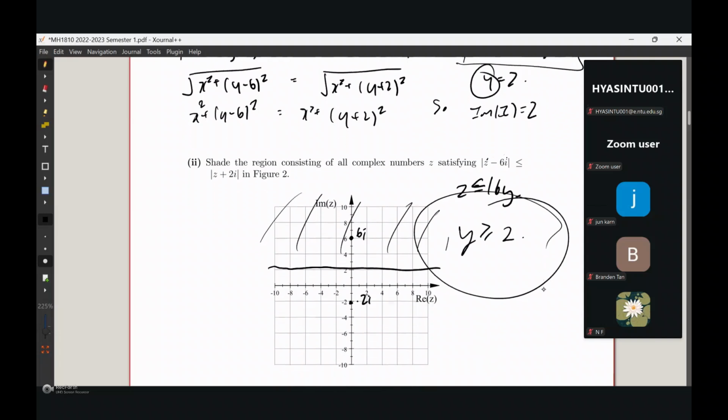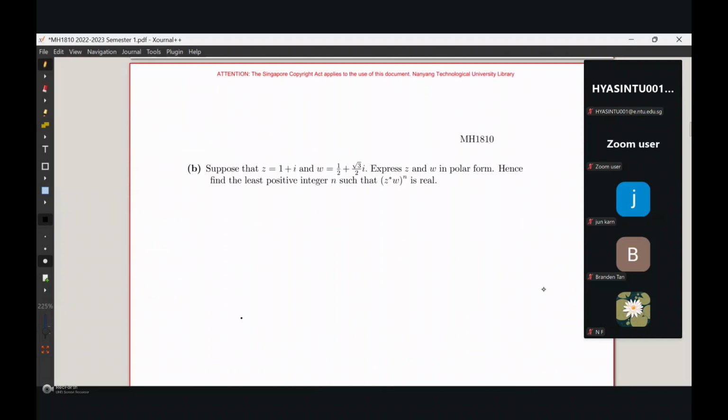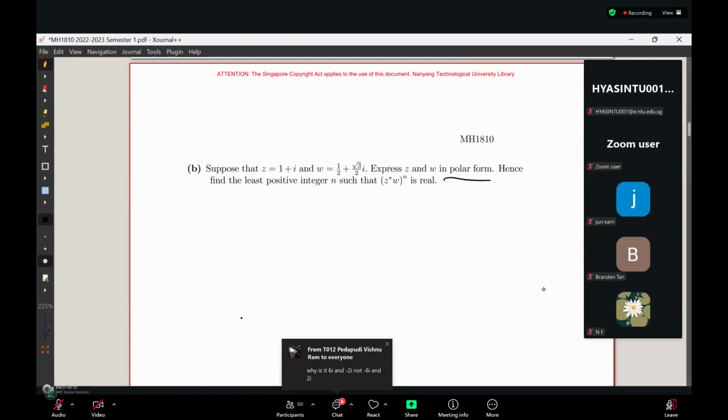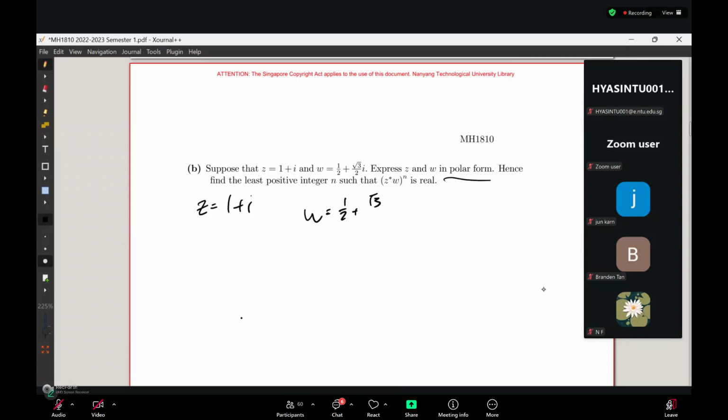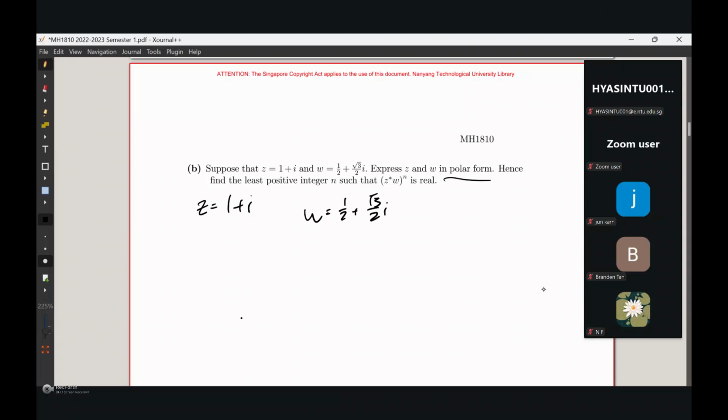Okay, so yeah. And now we've got one more question for complex numbers here. Suppose that z equals 1 plus i, and w equals 1/2 plus (square root of 3 over 2)i. Express z and w in polar form first. Okay, so first thing we do, let's go and express this in polar form. So z is equal to 1 plus i, w equals 1/2 plus (square root of 3 over 2)i.